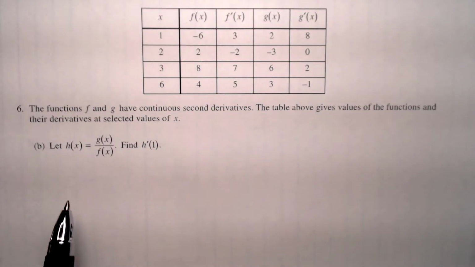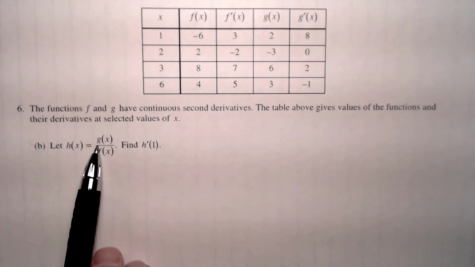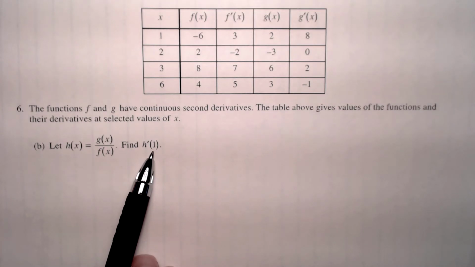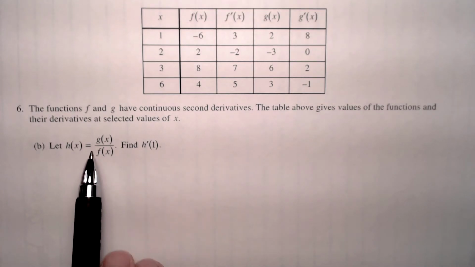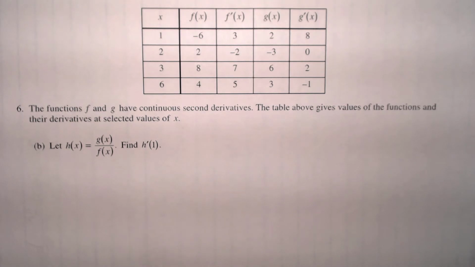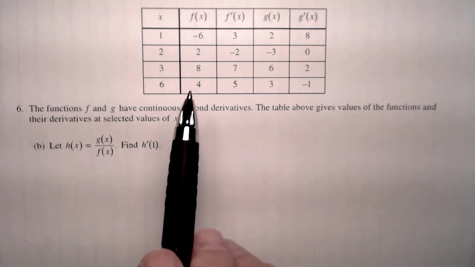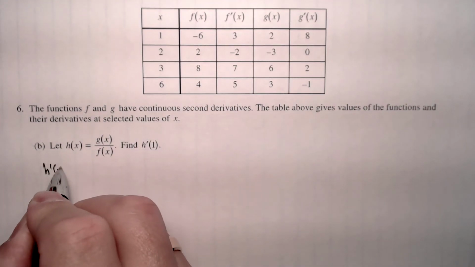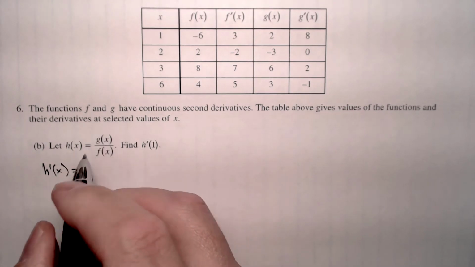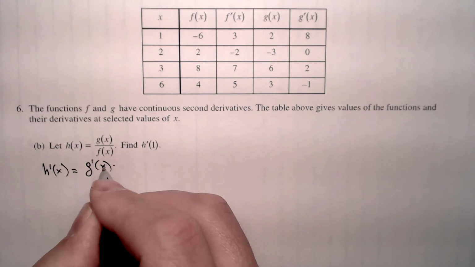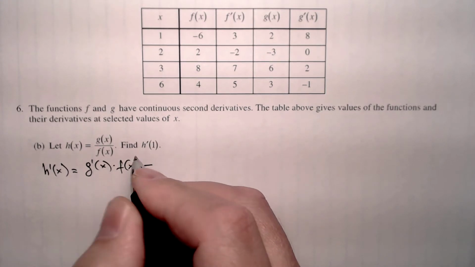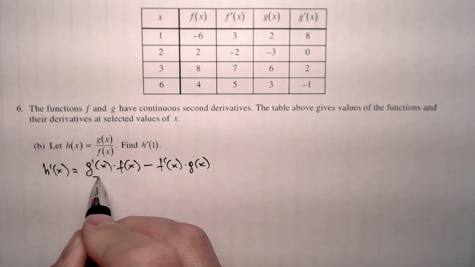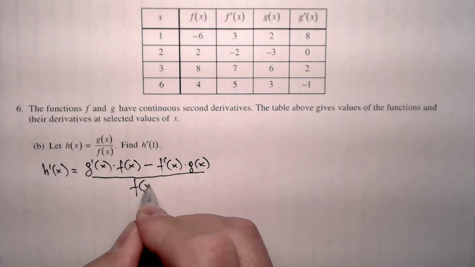In this question, we are given function h of x, which is a ratio of the function g of x over f of x, and we need to find h prime at 1. And this is actually pretty straightforward. We just need to use the quotient rule and plug in the values for the derivatives and the functions at 1. So let's find what h prime of x is. It's g prime of x times f of x minus f prime of x times g of x, divided by f of x squared.